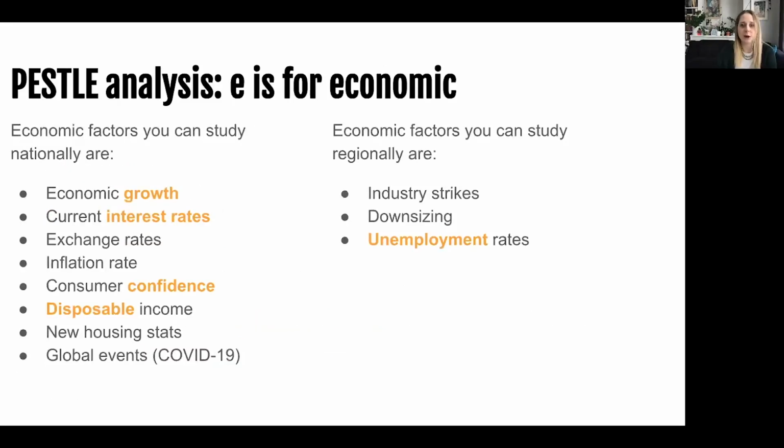Next up, we have E is for economic. So these are factors that conclude the direction in which the company might move. Businesses analyze this factor based on the environment. It helps to set up strategies in line with changes in the economy.